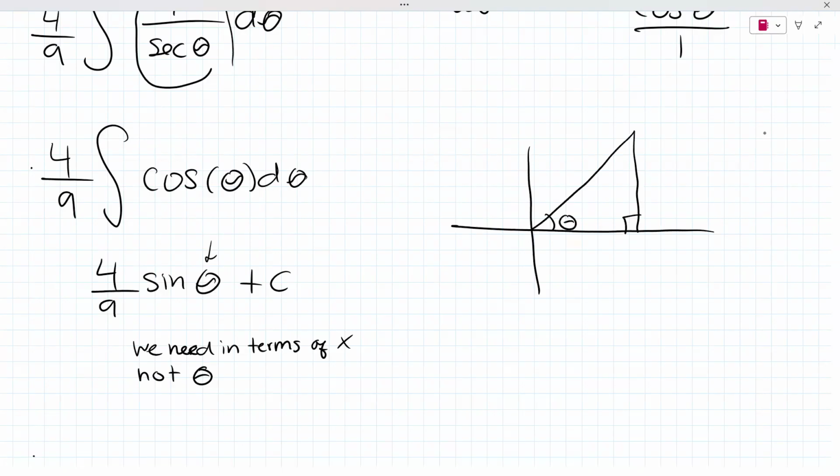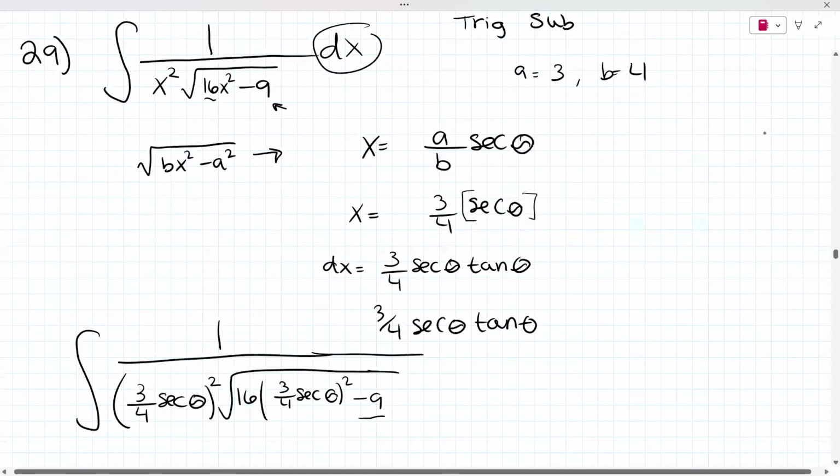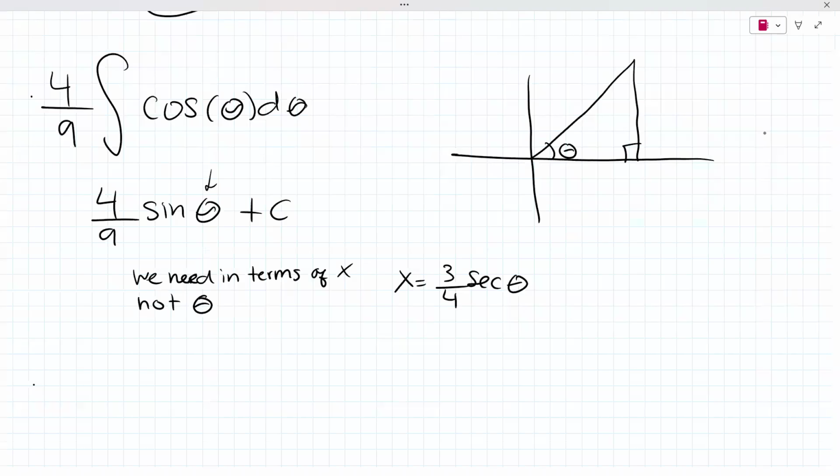Here's theta, and then use what we have. We know that we were given x. You go up here, we said that x was equal to 3/4 secant theta, right? So x equals 3/4 secant theta. And let's get secant theta by itself. So I've got to get rid of this 3/4. To do so, I'm going to multiply both sides by 4/3. Okay, so this is going to be secant theta. And then 4/3 times x is 4x over 3.